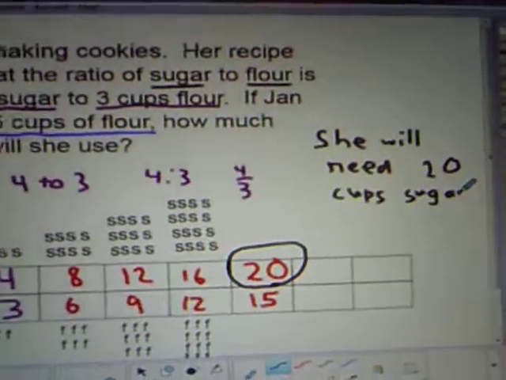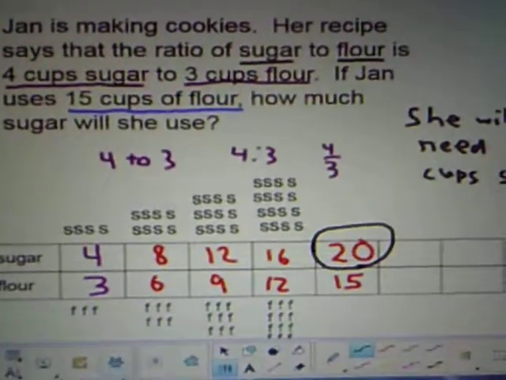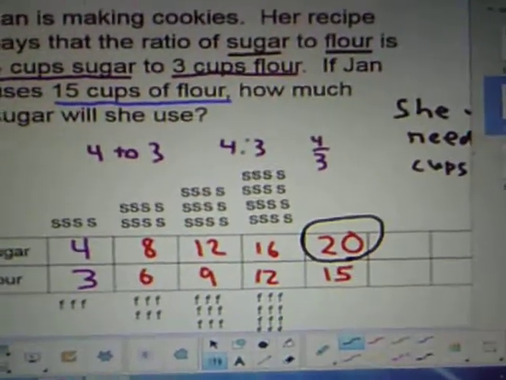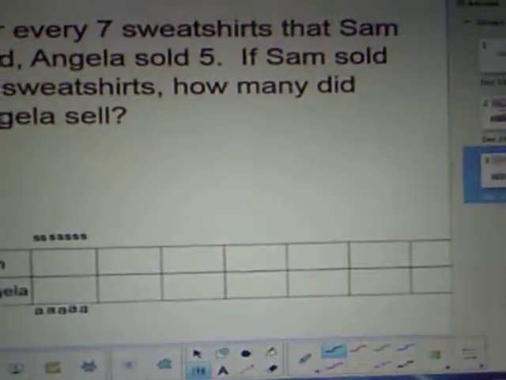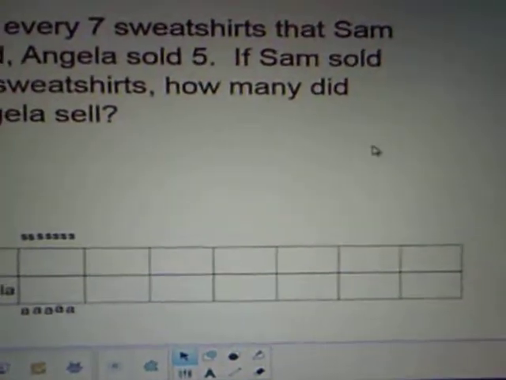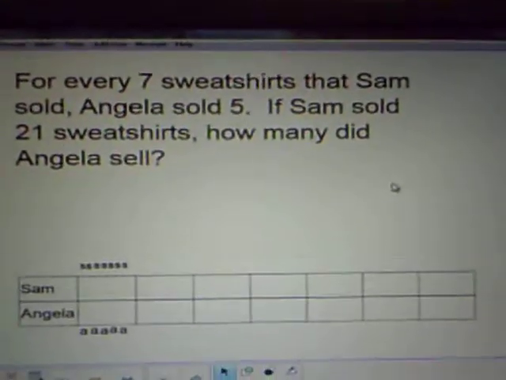Alright. Let's try another example. You can pause the video to have your student try this one on their own, and then I will give you the solution.